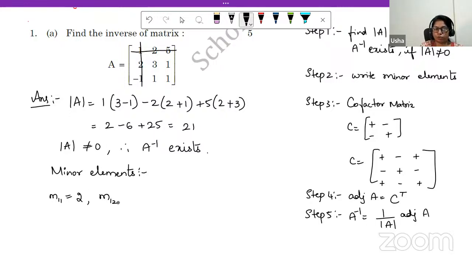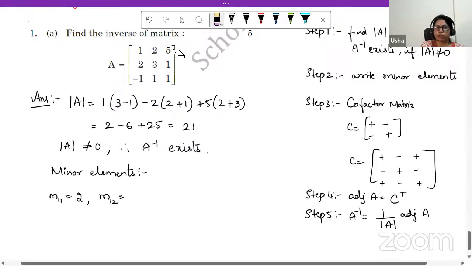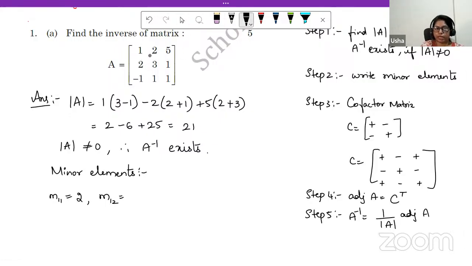Next, M12 is leave first row, second column. First row and second column you leave. 2 into 1 minus of 1 into minus 1, which is 2 plus 1, 3. That is the minor of this element. Now, M13, which is the minor of this element. Leave this row and this column. 2 into 1 minus 3 into minus 1 is minus 3. 2 plus 3, 5. This we did here.